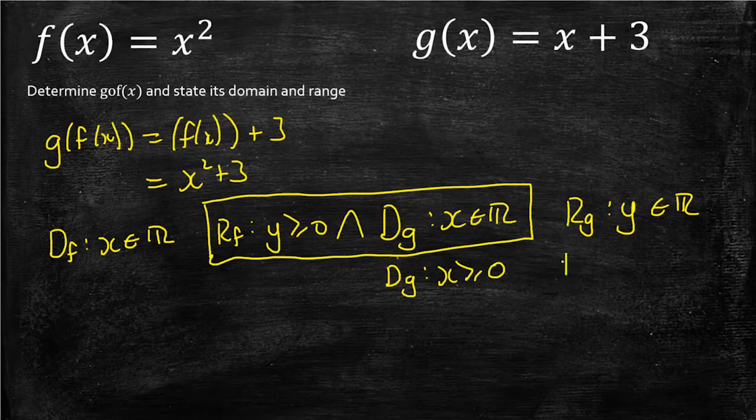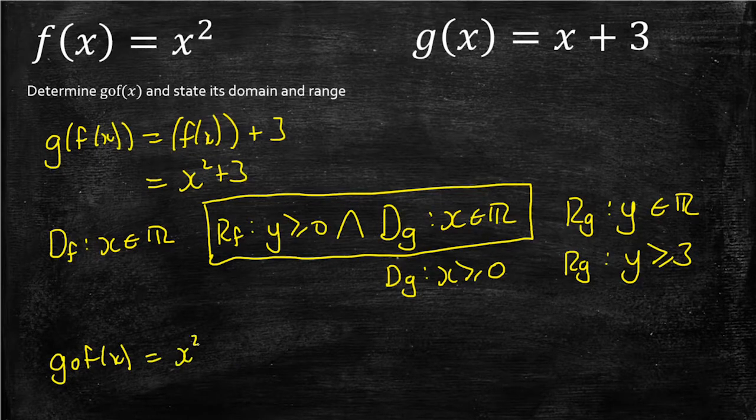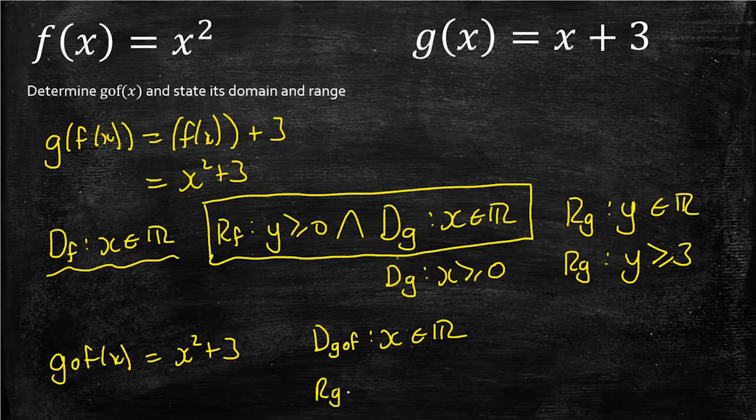Now, if x is greater than or equal to 0, that means that the range of g, y, is going to be greater than or equal to 3. So what does this mean? This means that we have g of f of x is going to equal x squared plus 3. The domain of g of f is going to be x is an element of real numbers, because we look at the side here, look at the far left, and the range of g of f, we look at the side here, is going to give us y values greater than or equal to 3.